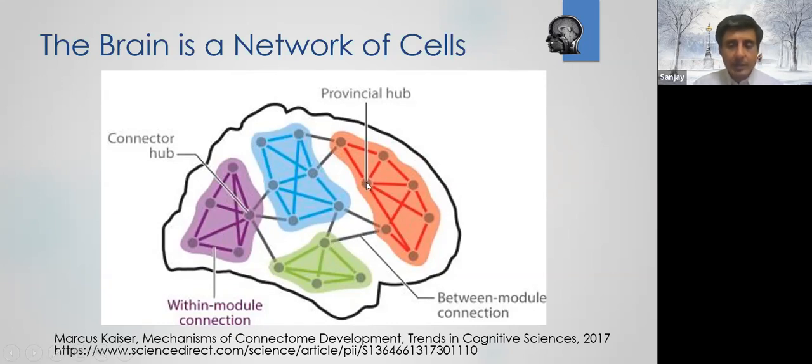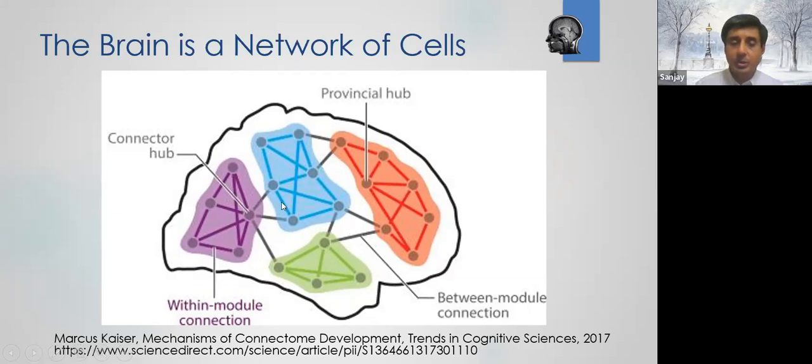And then there are things called provincial hubs. Provincial hubs are basically hubs which are very powerful neurons within a region, but they don't connect outside of that region. So in this red region, we see this one hub, this one neuron in the center, which connects to almost every other neuron in the region. It doesn't connect to this one neuron here, but it connects to almost every other neuron in the region, but it doesn't connect to anything outside the region.